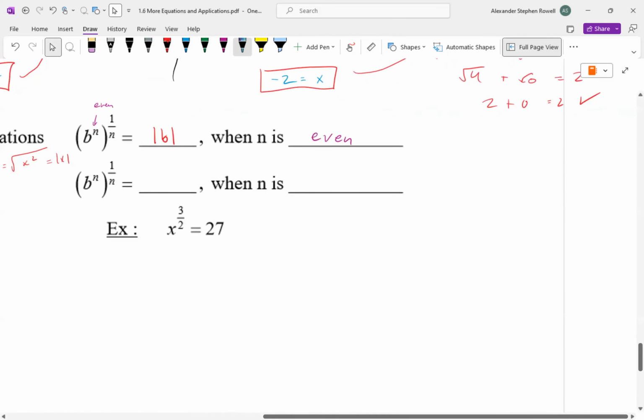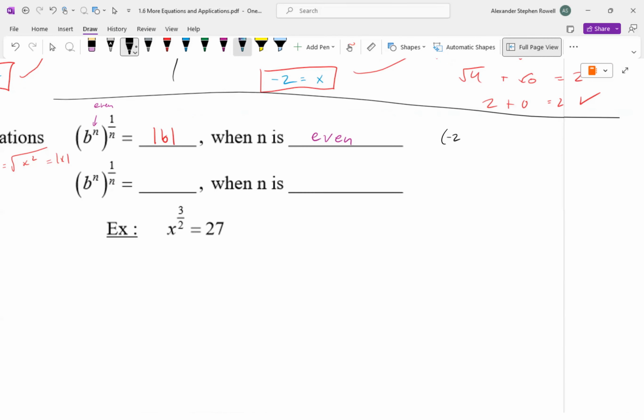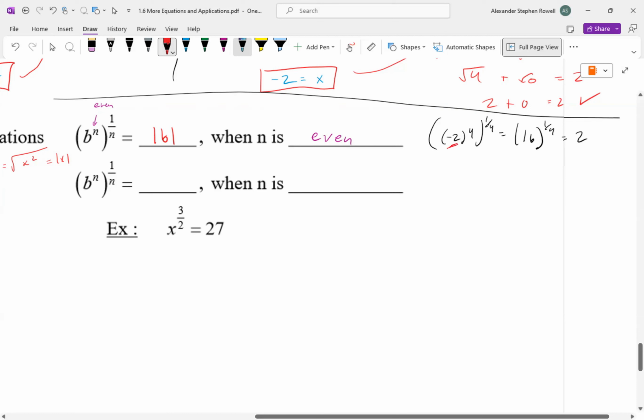So let's talk about why this is true. A quick example. What's -2 to the 4th power? Yeah, -2 times -2 is a +4 times -2. -8 times -2 is +16. Okay, and the 4th root of 16, it's the positive root, so it's +2. So I put in a -2, I got a +2 out, which means I took the absolute value. So that's why we have to do this intermediate step.